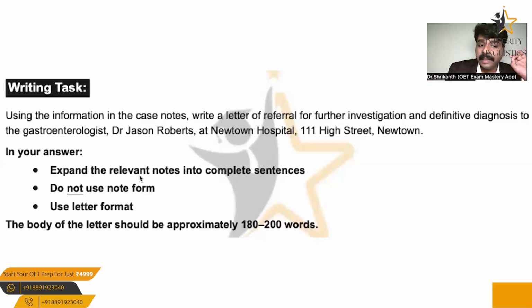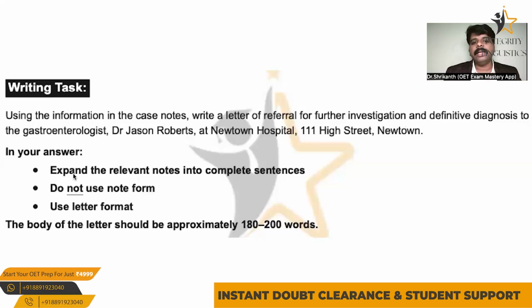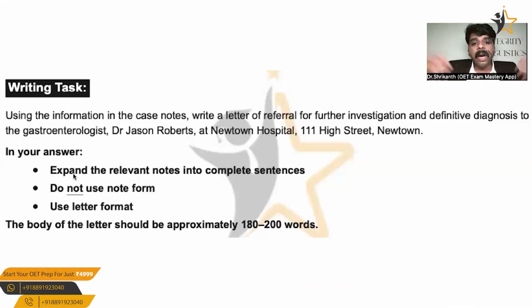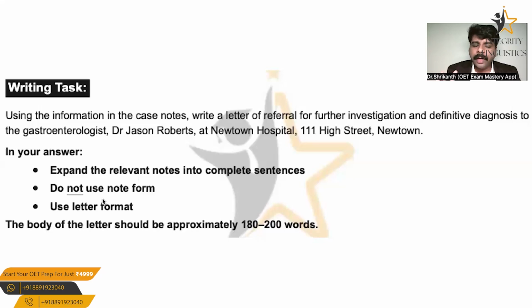And once you have selected the relevant information, you have to expand. Simply copying down is not going to help you get really good scores. You have to expand, elaborate, and write in complete sentences. So that is the first rule. The second rule is you're not allowed to use note form. So the short-form way of writing, the symbols, the code words, we cannot use that type of writing style.